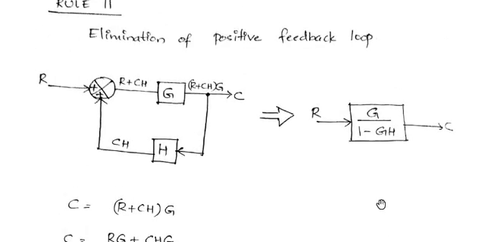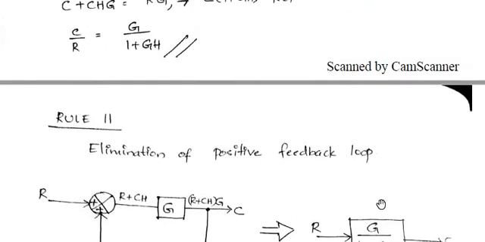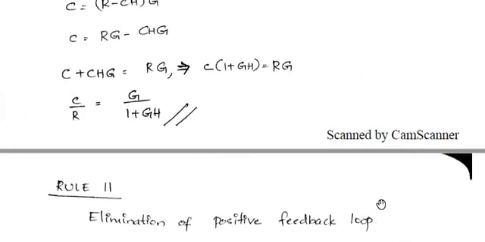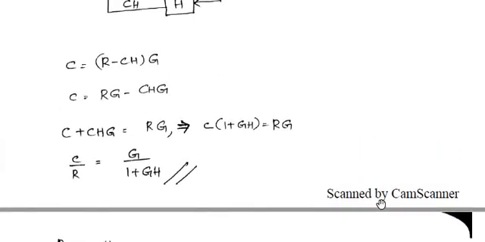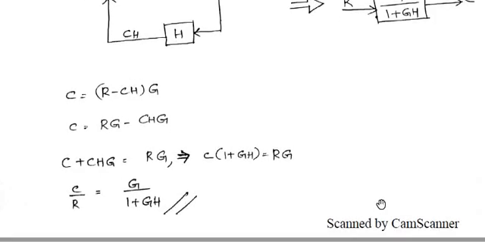These are the 11 basic rules that we apply in block diagram reduction. Okay, so never use any rule other than these 11 rules. You may have a tendency to apply some other rules, but don't go for that. Okay, just go through these 11 rules and these are the rules to be applied in order to find the overall transfer function of a system using block diagram reduction technique.